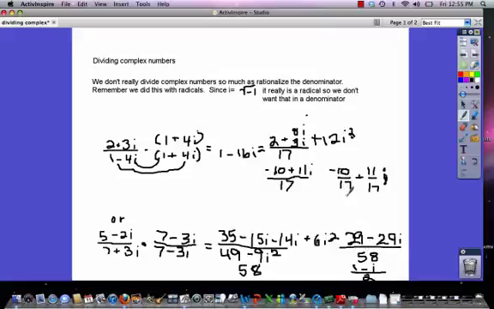All right, 17 was a pretty safe bet because nothing goes into 17, right? It's pretty unique there.